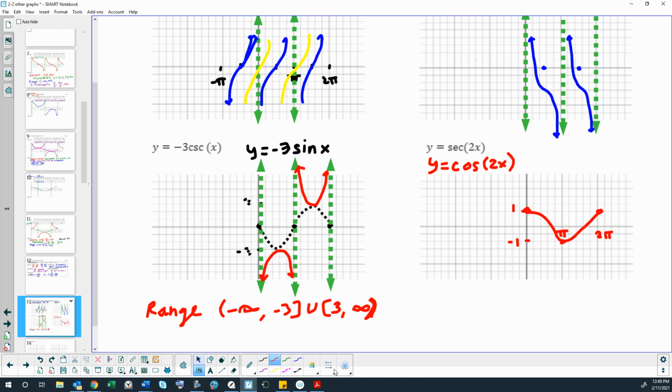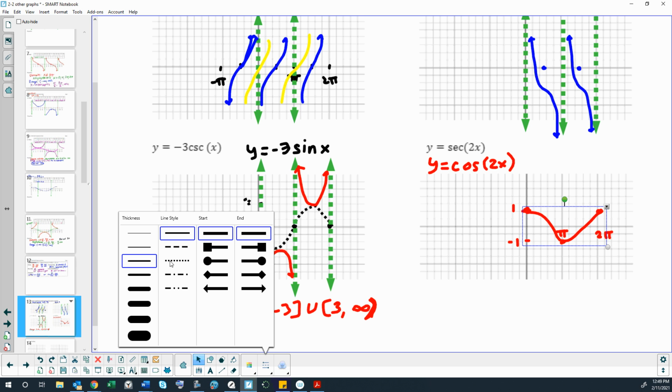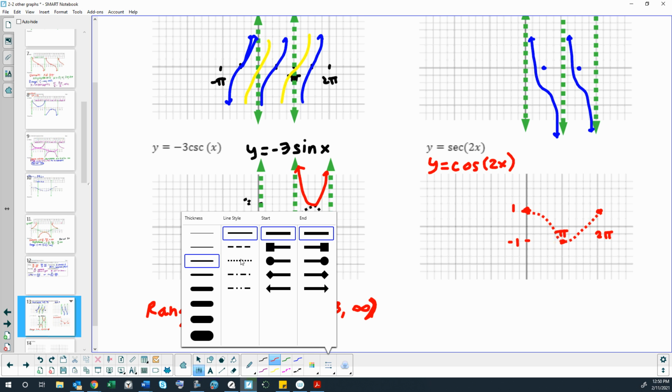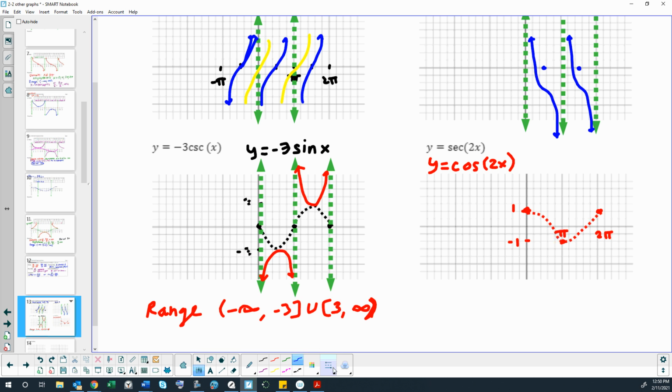I'm going to go ahead and change that to my dotted graph because that's not my actual answer. That's just my guideline. And in fact, I haven't even done the 2 part of it yet. All I've done so far is just done my cosine graph. So the 2 in there is going to put 2 cycles where there's normally 1. This time I'm going to go ahead and change to my dotted line before I get started. Change the color.